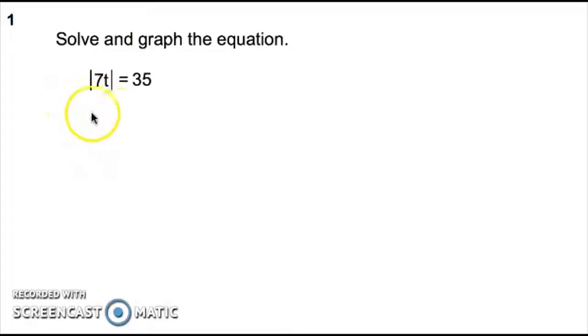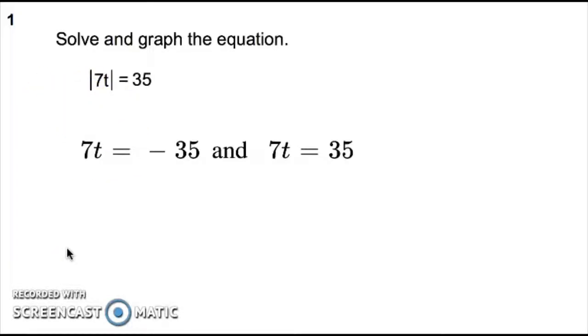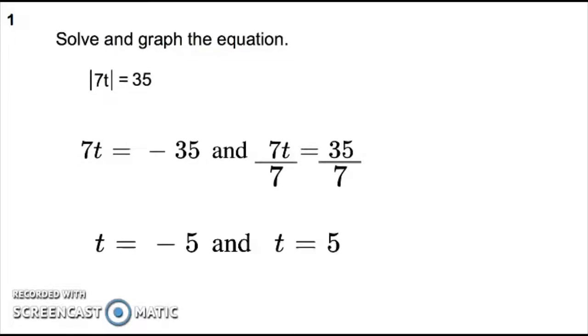So drop the absolute value bars and write two equations: 7t equals negative 35 and 7t equals 35. From there, solve both equations. For the left one, you divide both sides by 7 and you'll get t equals negative 5. For the second equation, also divide by 7 on both sides and you'll get t equals 5. So your two answers are going to be negative 5 and 5.